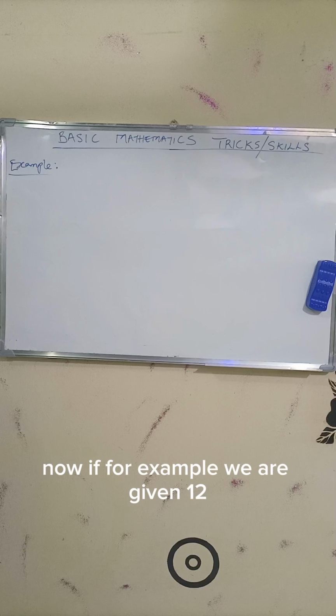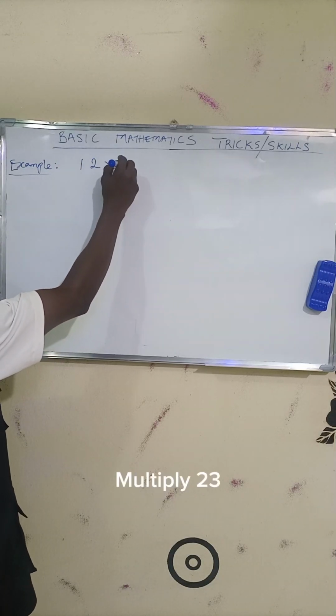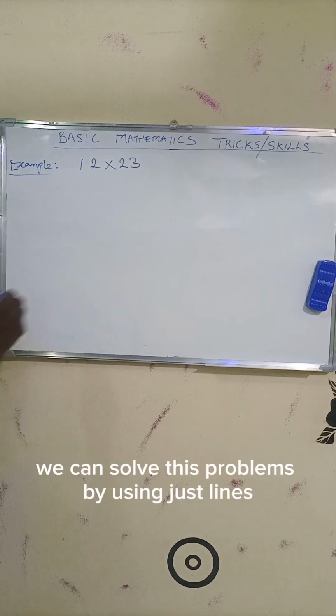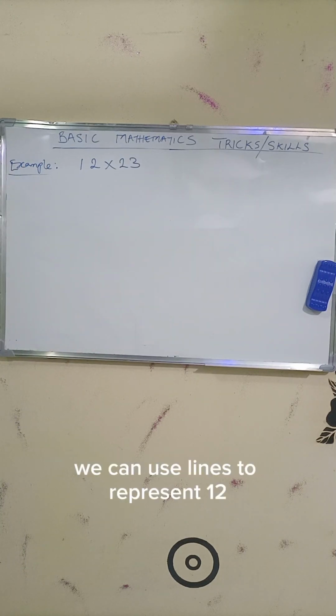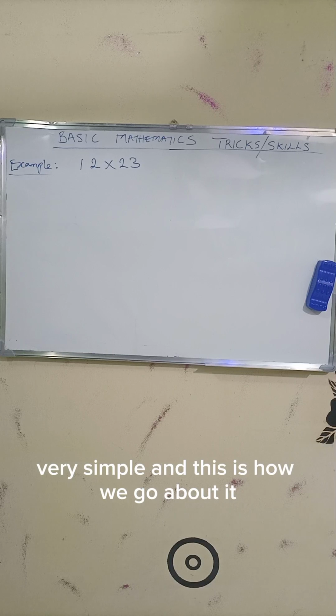Now, if for example we are given 12 multiplied by 23, we can solve these problems by using just lines. We can use lines to represent 12 and use lines also to represent 23 and we'll get our answer. Very simple. Now, this is how we go about it.